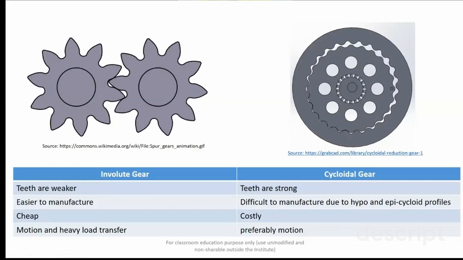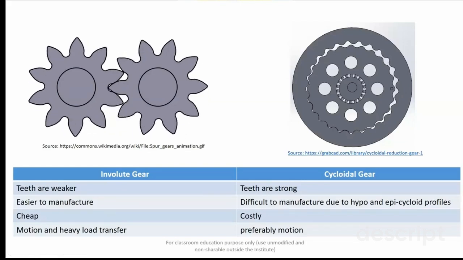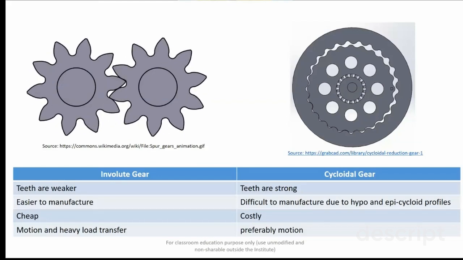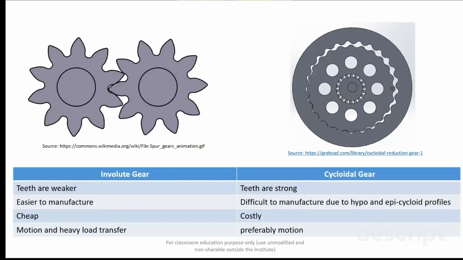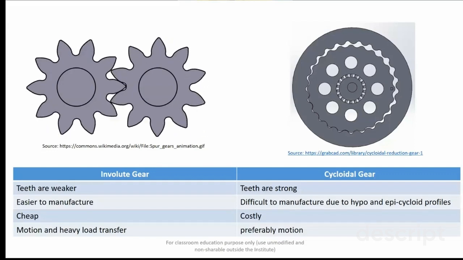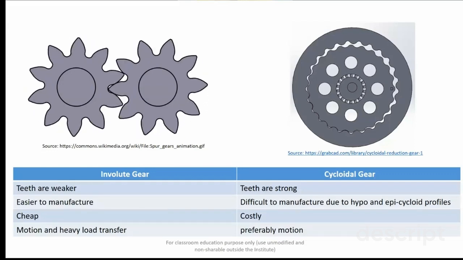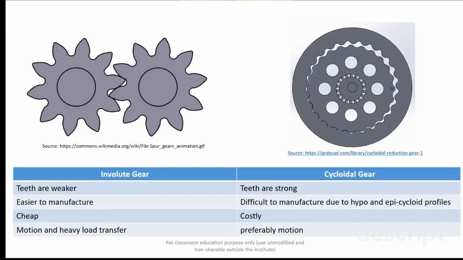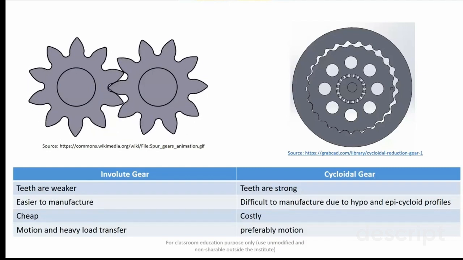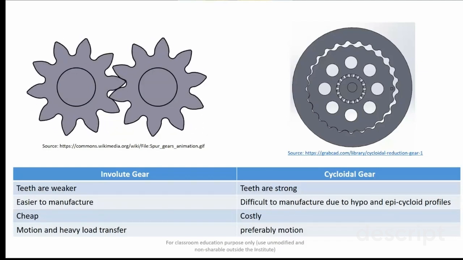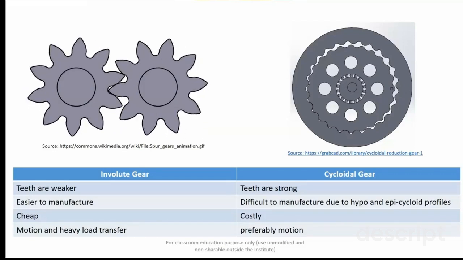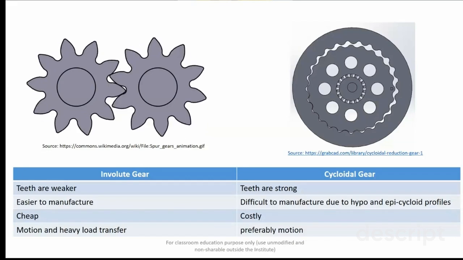What are the basic differences between these gears? The involute gears are used to transfer motion and heavy load, and cycloidal gears are preferably used only for motion transfer. They are not preferred to transfer heavy loads. Involute gear profiles are easy to manufacture, hence they are very cheap. Whereas you find difficulty generating both the profiles of hypocycloid and epicycloid in a single gear, therefore its manufacturing is difficult, hence they are costly. However, the teeth are weaker in involute gears as compared to cycloidal gears.